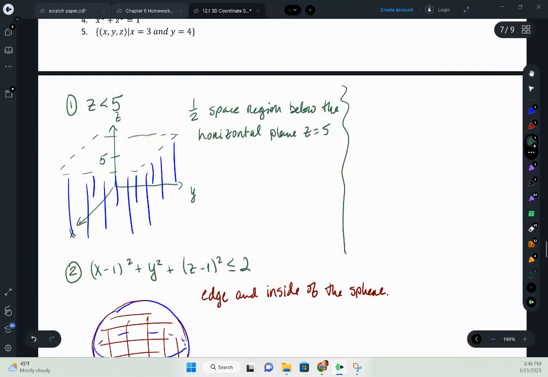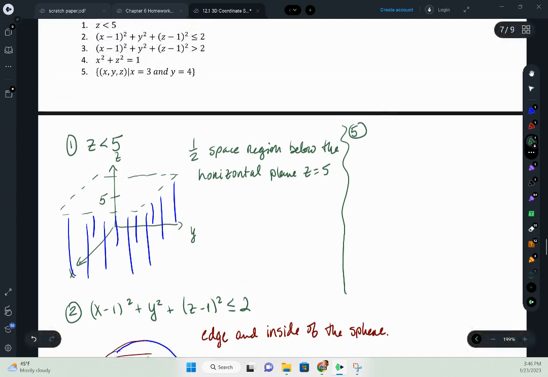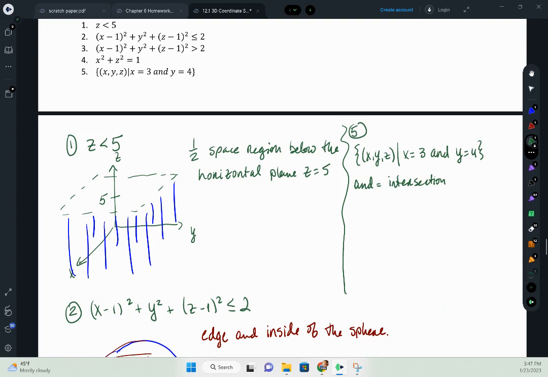This one is a little bit different. So in 5, we're given our equation in set notation, and really that's because we don't have a way to write this type of equation yet. We will though. So it's the set of all x, y, z ordered triplets such that x is 3 and y is 4. We have to remember that "and" in math equals intersection. Okay? "Or" would be union, and "and" is an intersection.